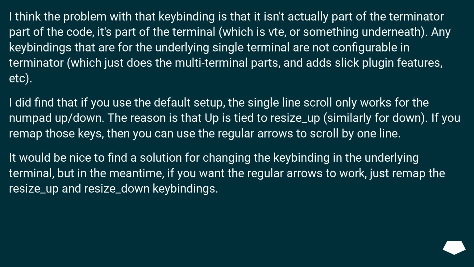I did find that if you use the default setup, the single line scroll only works for the numpad up/down. The reason is that up is tied to resize_up, similarly for down. If you remap those keys, then you can use the regular arrows to scroll by one line. It would be nice to find a solution for changing the key binding in the underlying terminal, but in the meantime, if you want the regular arrows to work, just remap the resize_up and resize_down key bindings.